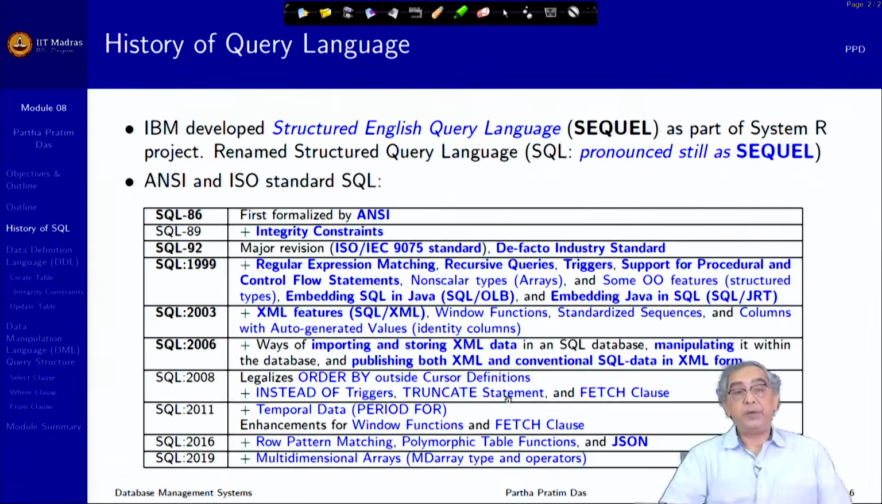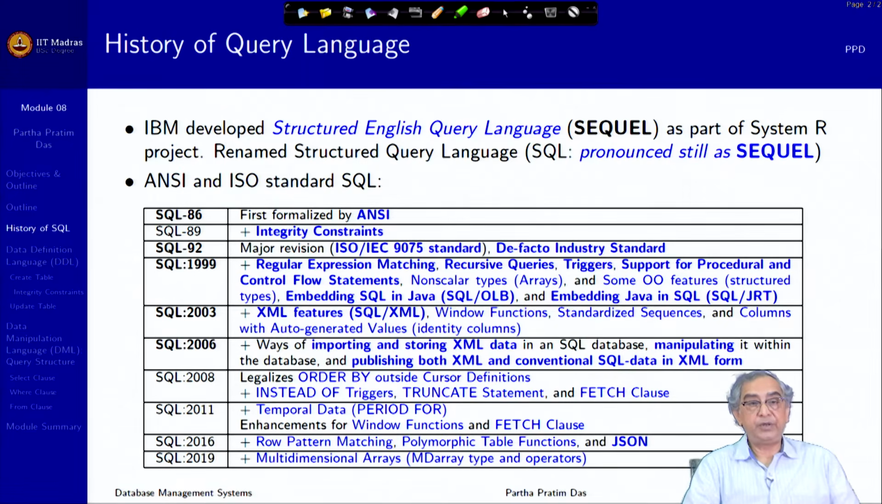So, first the history. I always prefer to have a look at the past to understand where we are and where we are going. So, structured English query language is how it started. It was started by IBM in their San Jose research laboratory as a part of System R project, that was in the late 70s, early 80s and so on. Subsequently, it was renamed as structured query language. So, the original name SQL or SQL was retained.